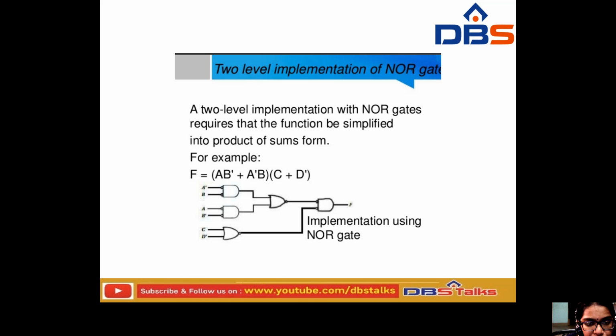We have designed the circuit for this expression, and next we have to draw the gate for this. This is the product of sums: (AB dash plus A dash B) into (C plus D dash). That is a product of sums, no?